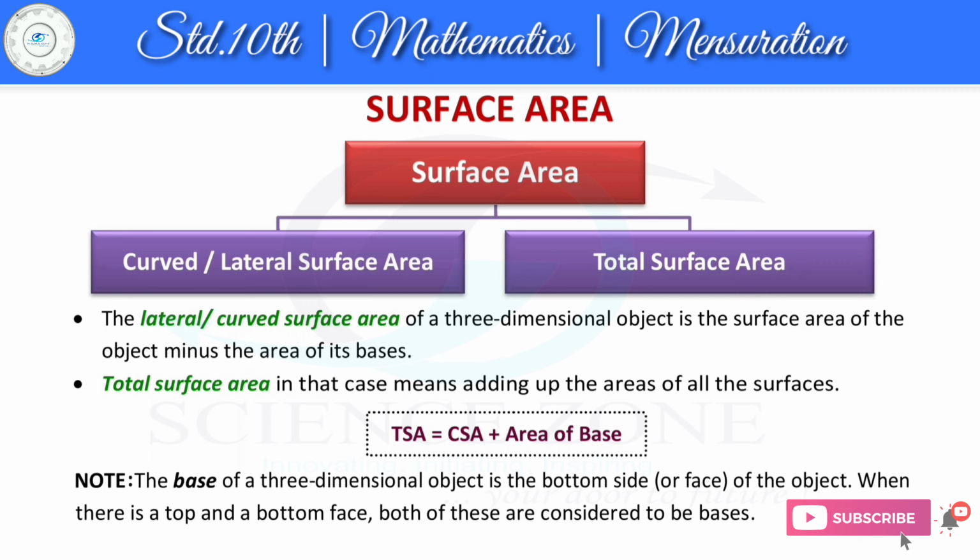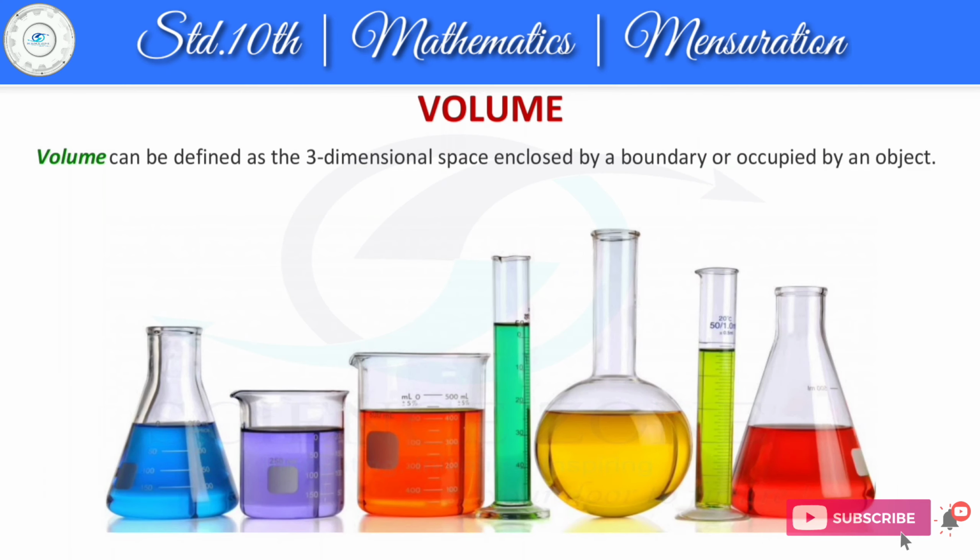Now, what is total surface area? Total surface area is the sum of the areas of all the faces of a solid. Whereas the curved or lateral surface area excludes the area of the bases. That means if we subtract the area of top and bottom from the total surface area, we will get curved surface area. Volume. Volume is capacity of a solid. That means how much amount of something that object can hold is called its volume.